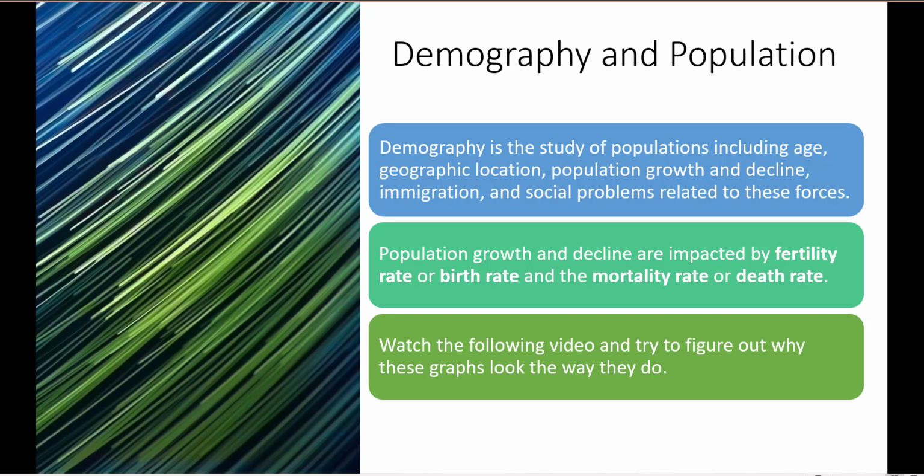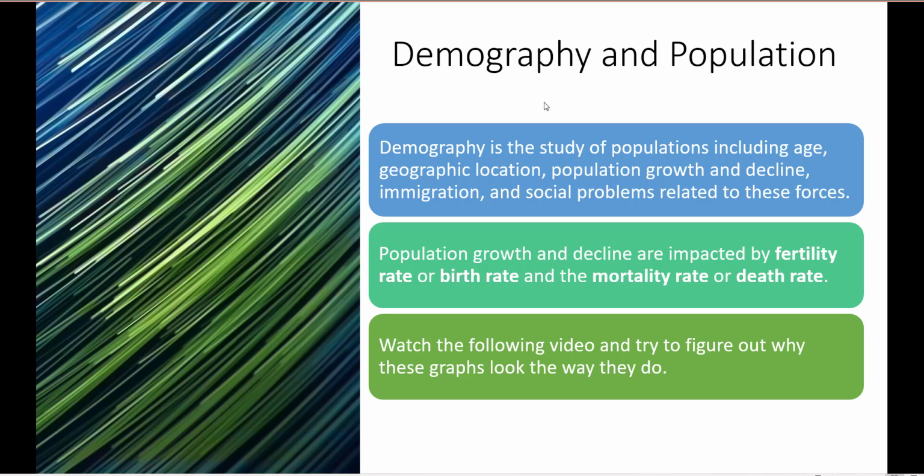Population growth and decline are impacted by things like fertility rates or birth rates, as well as the mortality rates or death rates. So, how many people are being born, how quickly people are being born, and how quickly people are dying, and at what age are they dying.